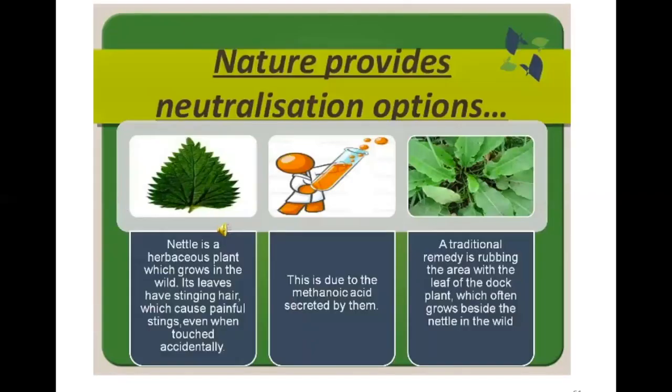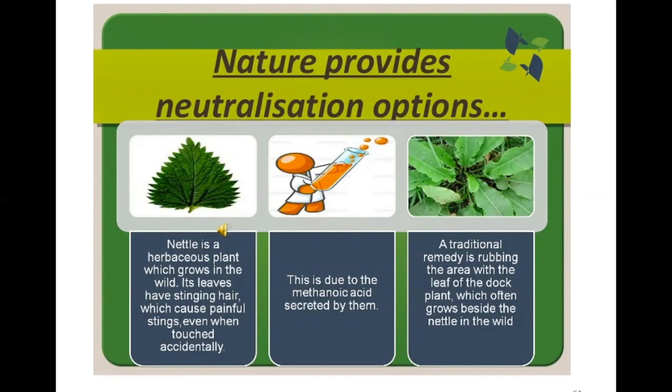Nature provides neutralization options. If you go trekking out in the market, and suddenly आपने एक plant को touch कर लिया. Normal instructions होता है, don't try to touch the plant, otherwise you will get itching in your body. So there is a plant that is called a nettle plant. और वो nettle plant को if you touch, what will happen? उसके थोड़े stings होते हैं, that sting is acidic, methanoic acid स्टिंग होता है.